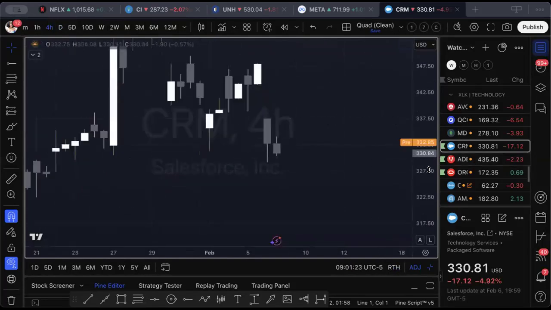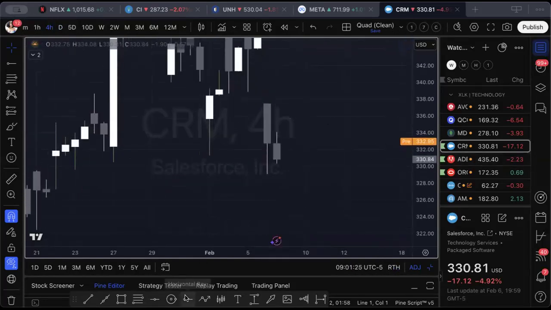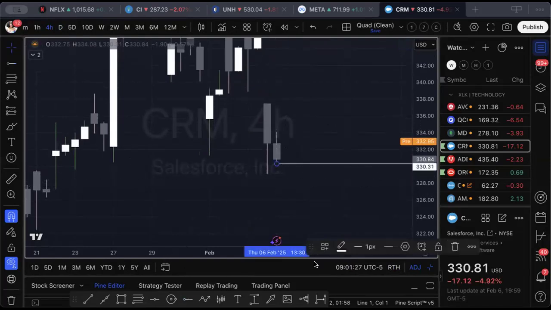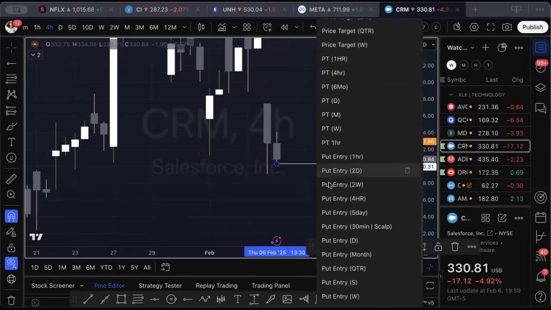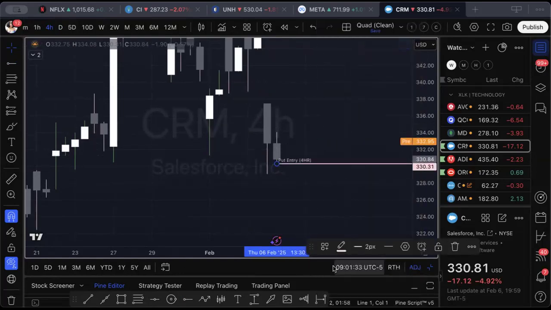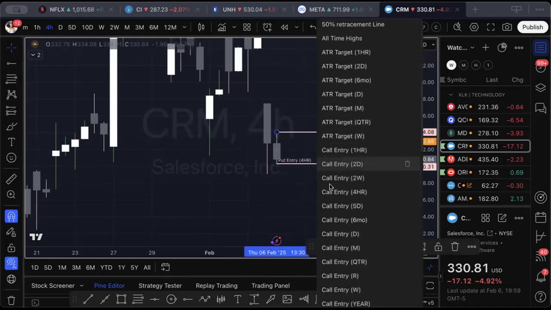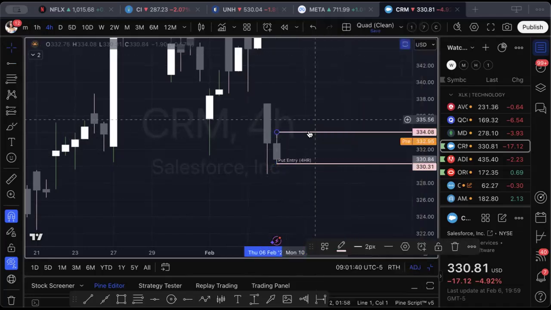We do have an entry off of the 4 hour. We have an inside candle. So we're going to mark the low of this particular candle, and this is going to be our put entry off of the 4 hour time frame. And then we're going to map out the high, which is our call entry off of the 4 hour time frame. So we're going to label it as such.